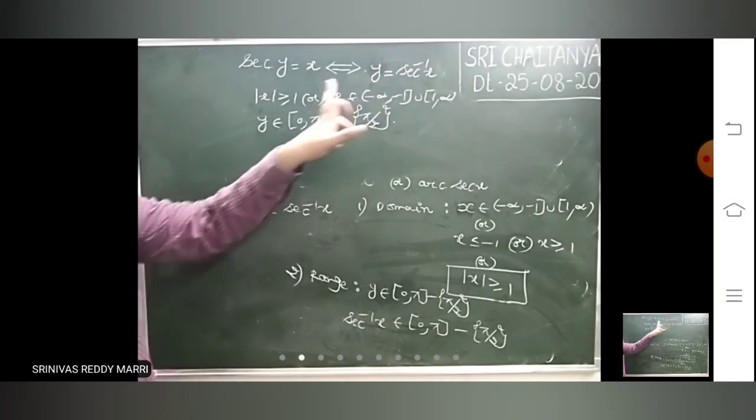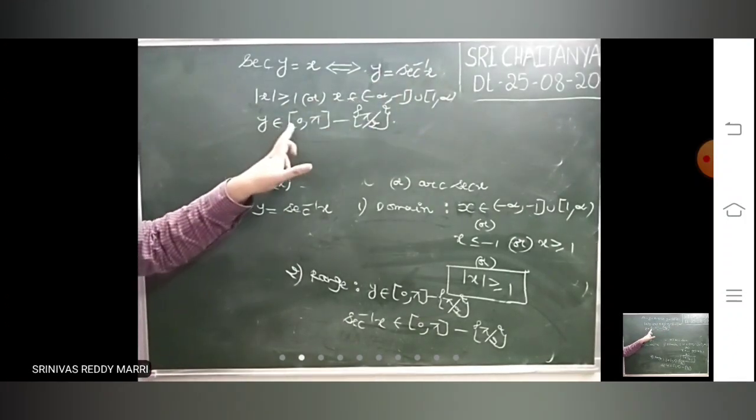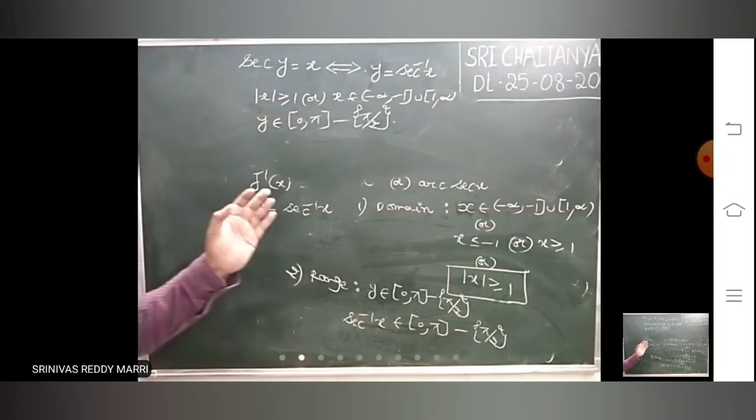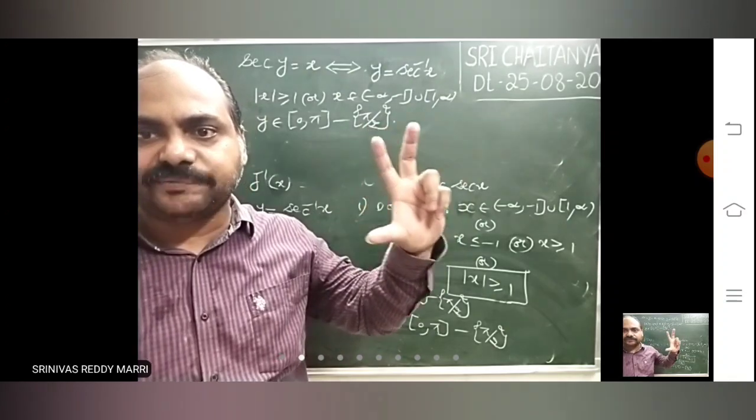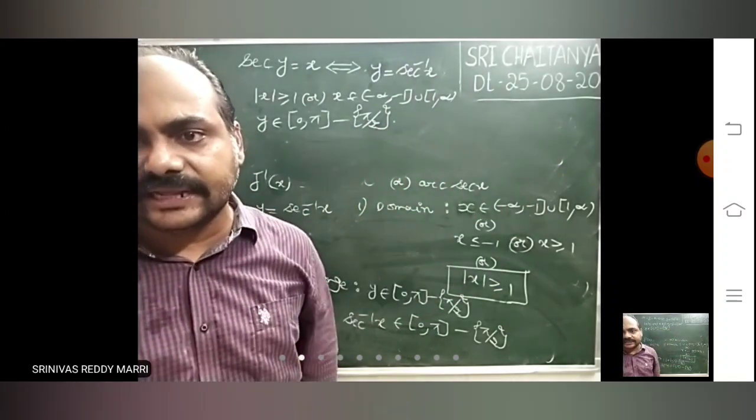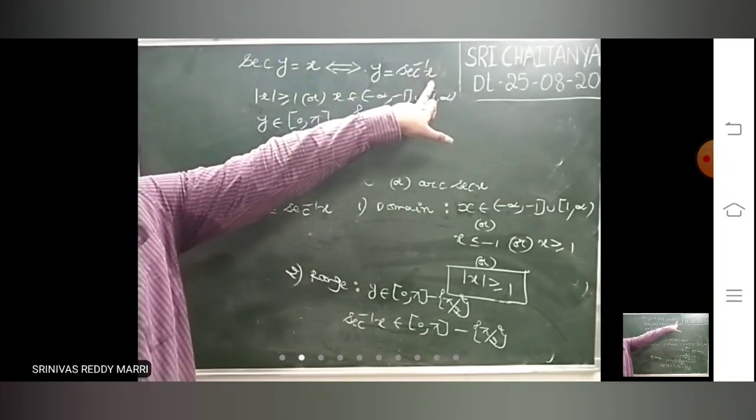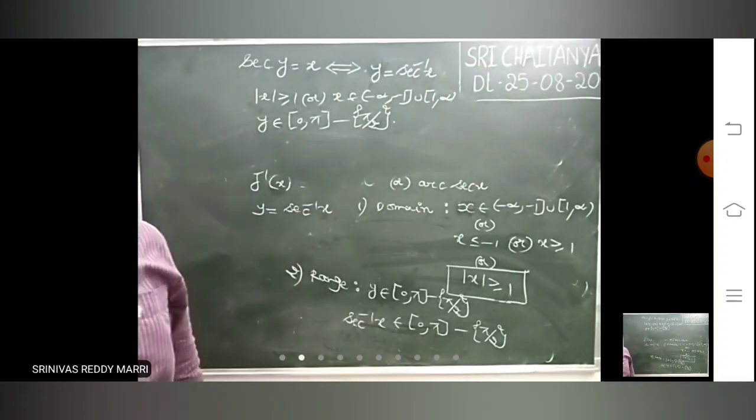Look at domain. X means domain. X must lie in this interval. Y means range. Y must lie in the interval 0 to pi minus pi by 2. This is the condition for secant inverse x. These are all definitions, and you have to remember domain and range. Whenever the secant inverse function comes, when will it be defined? What is the rule? Modulus x greater than or equal to 1. Whatever is inside must be less than or equal to minus 1 or greater than or equal to 1. That is the rule.